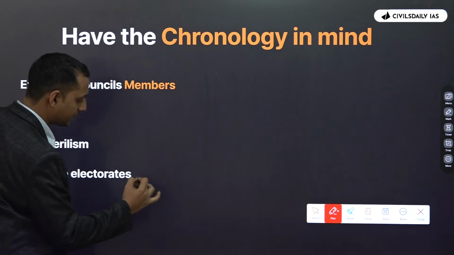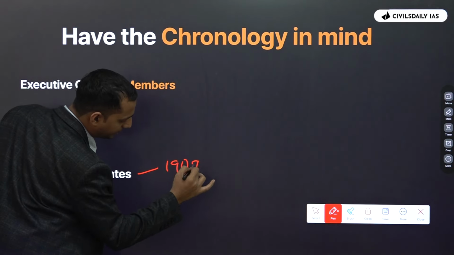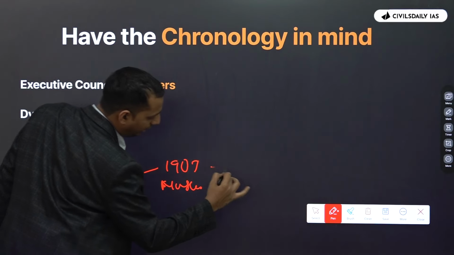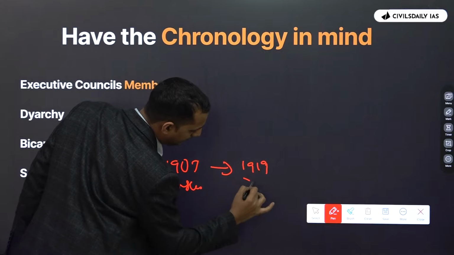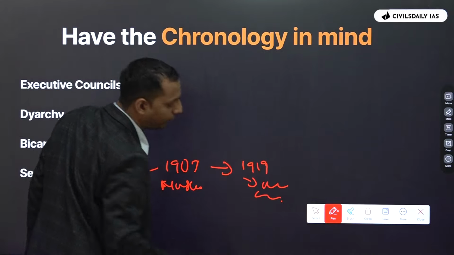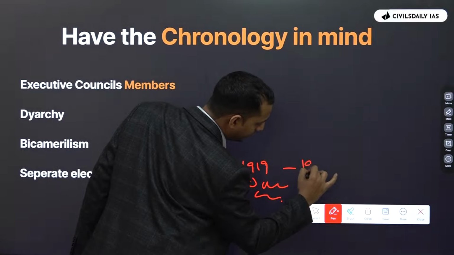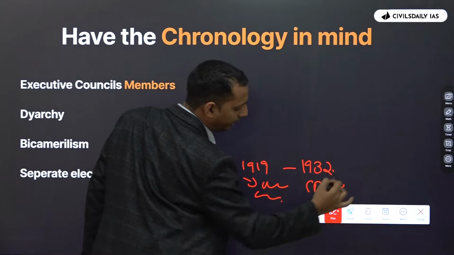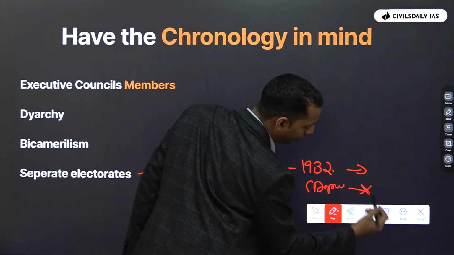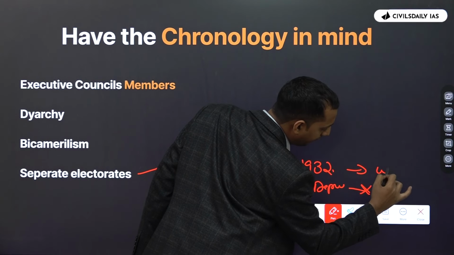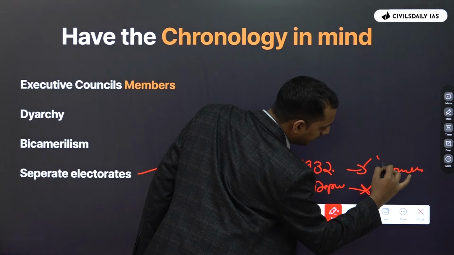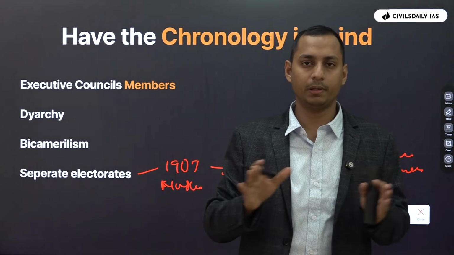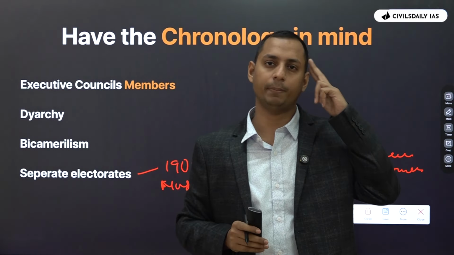And what about separate electorates? In the 1909 Councils Act, Muslims were awarded. After which, in 1919, Christians, Anglo-Indians, and everyone was allotted. In 1932, in the Ramsay MacDonald Award, depressed classes were awarded. But in 1935, the depressed classes were ignored. But in 1935, women, Christians, Europeans were awarded. So after reading completely, you need to actively recall what happened at each time.